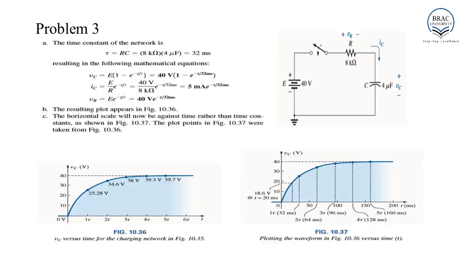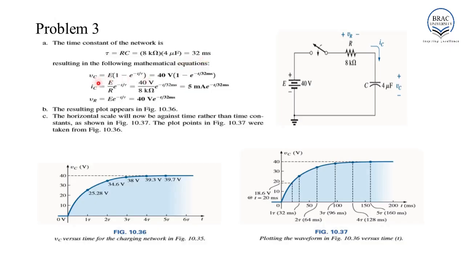In order to determine the expressions for VC, IC and VR, at first we need to determine the time constant tau. Tau is equal to RC. For this particular circuit, R is equal to 8K and C is equal to 4 microfarad. Hence, tau will be equal to 32 milliseconds.